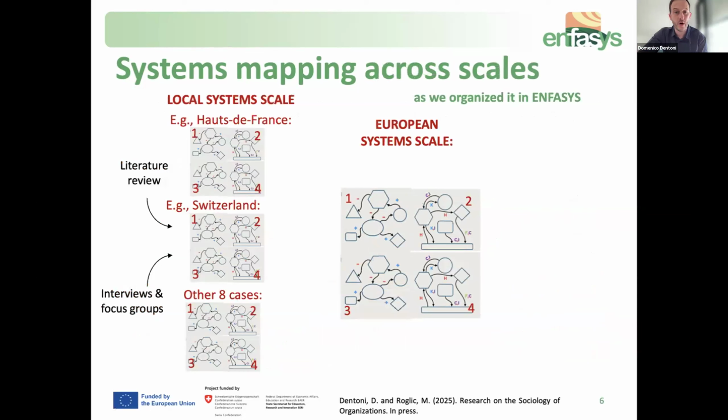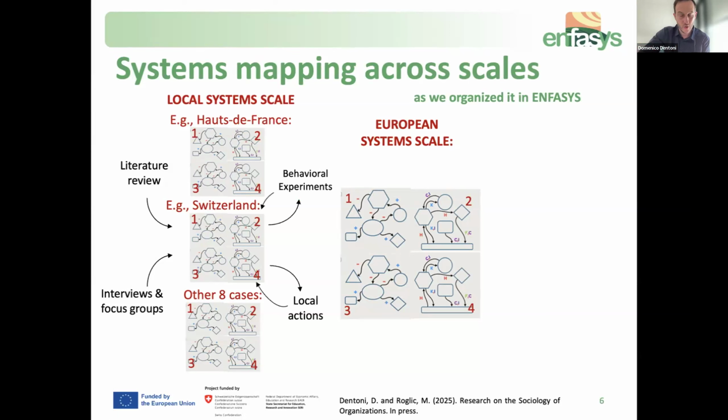In the specific context of the ENFASYS project, the way we have organized this process has been to work, first of all, at a local system scale. So that means, for example, what you will hear later, case studies in Hauts-de-France, in France, meaning at the border with Belgium, and in Switzerland, and in another set of cases, there has been first some work of literature review and interviews and focus groups. This has fed into a discussion that took place with the stakeholders at the local scale. The learning from these cases leads to local actions and behavioral experiments.